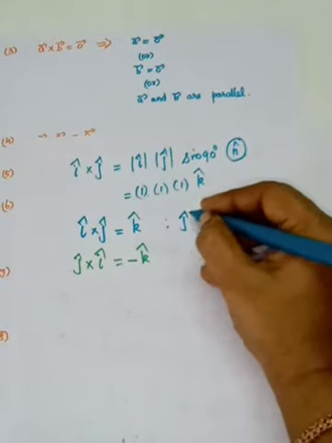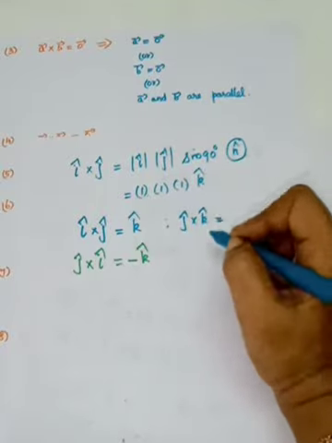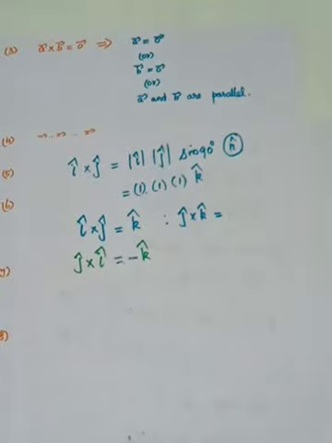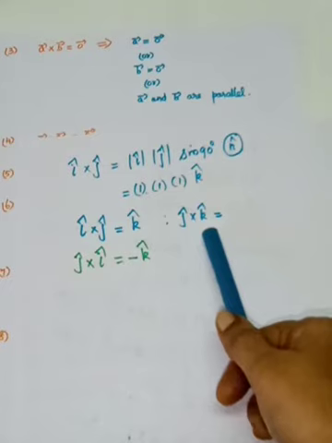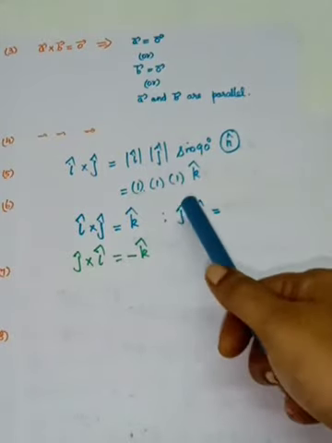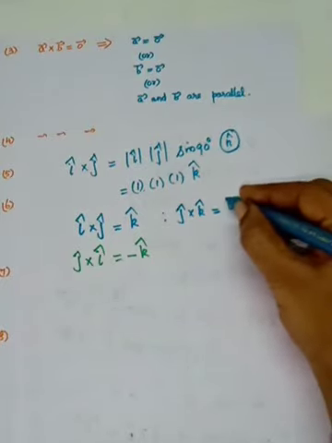Okay, and now the next one. What is j cap cross k cap? See, j cap and k cap are unit vectors. Modulus of j cap is 1, modulus of k cap is 1, and sine 90 degrees is also 1. Now you have to write the unit vector perpendicular to j cap and k cap. J cap is on the y-axis and k cap is on the z-axis. So the axis perpendicular to both is the x-axis, and the unit vector acting along the x-axis is I cap.